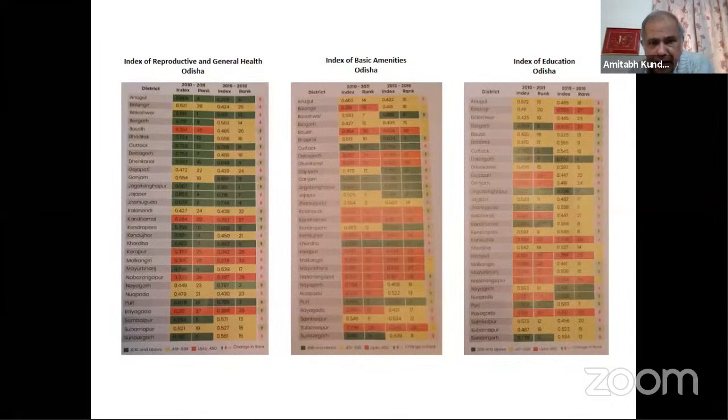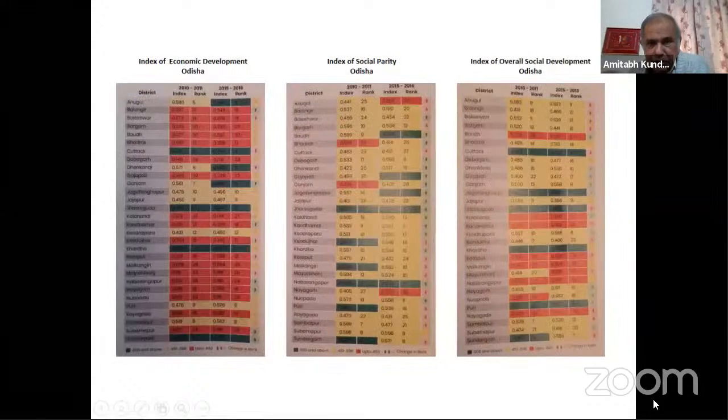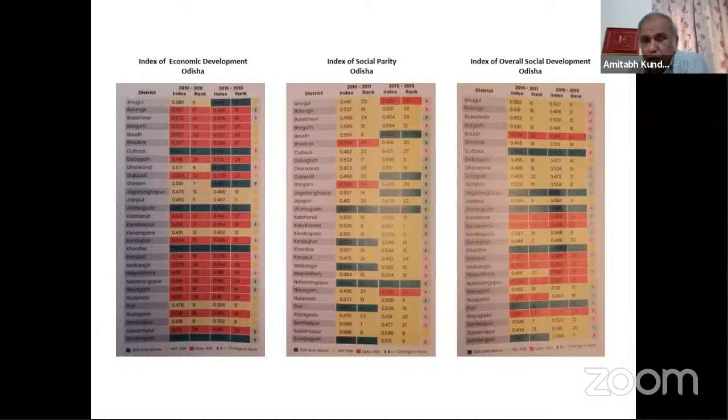There are 5 different dimensions. We have ranked the districts. You can see the green ones are at the top level, the yellow ones at the second level, and the red ones are in the alarming zone, which needs immediate policy action. We go to the next one, please. So these are the 3, and then 2 more, and the last one is the overall social development index.